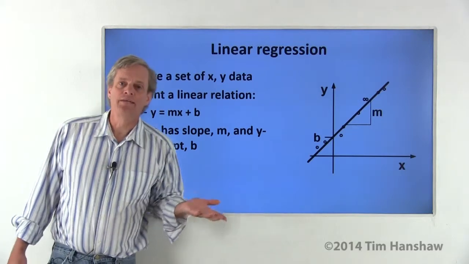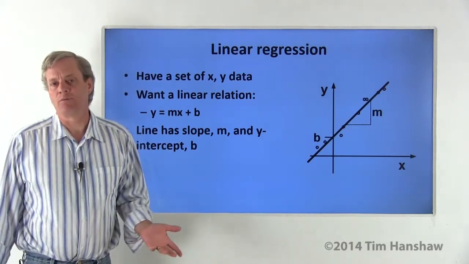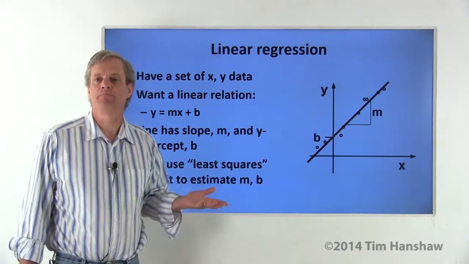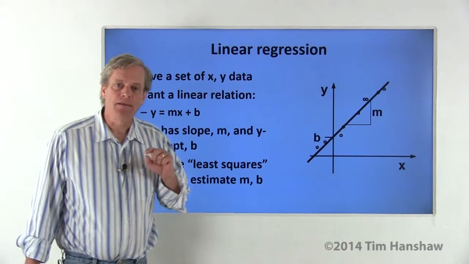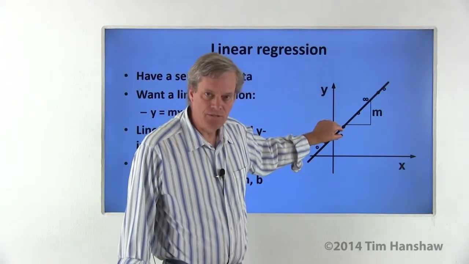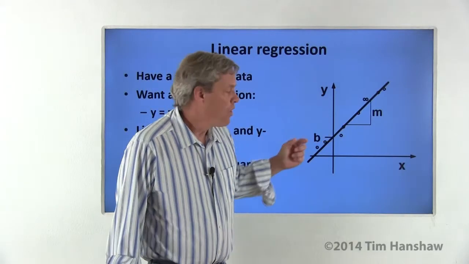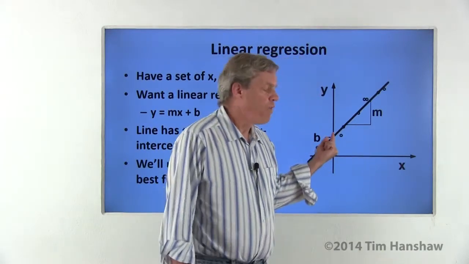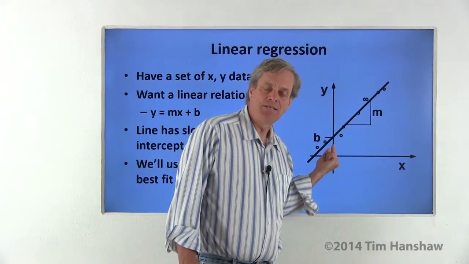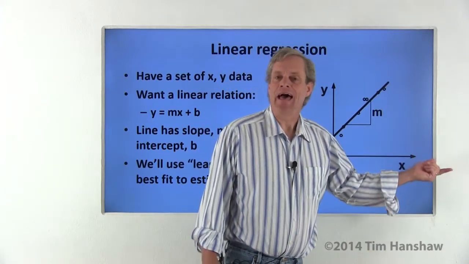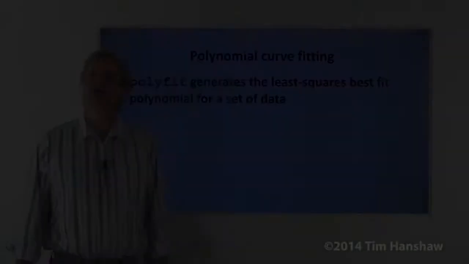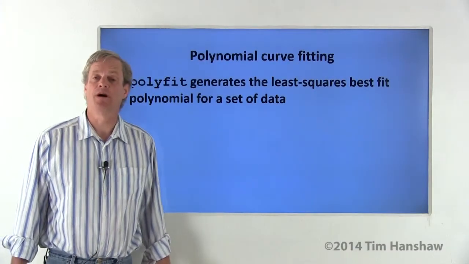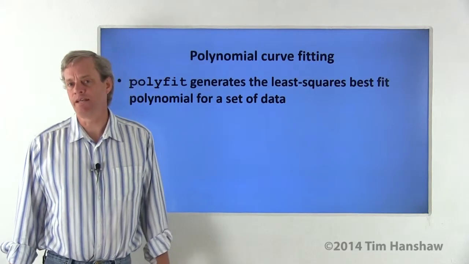There are lots of ways in which you can choose a line that you think represents the data. One of the most common is what's called a least squares best fit. That means that we take the vertical distances between the data points and the line, we square those distances so that we always get a positive number, we add up all the squares of those distances, and then we minimize that sum. As I already mentioned, Polyfit performs least squares curve fitting of a polynomial to a set of xy data points.